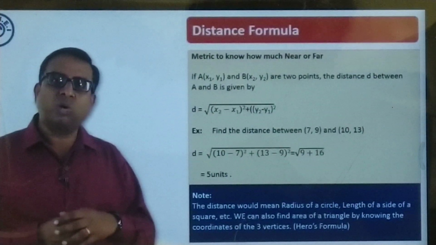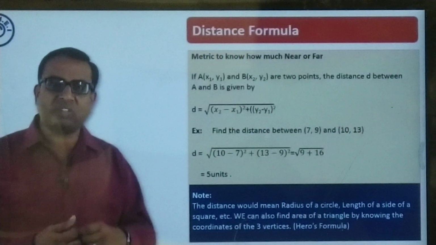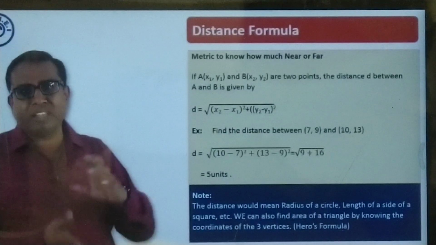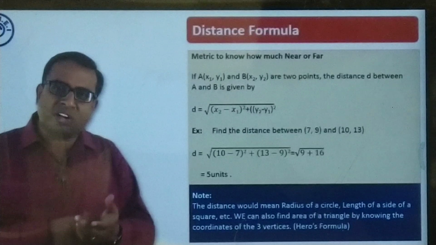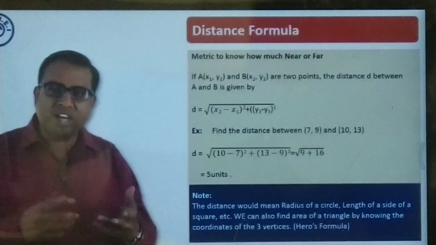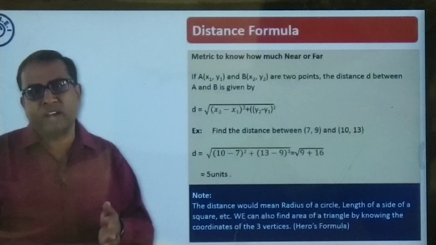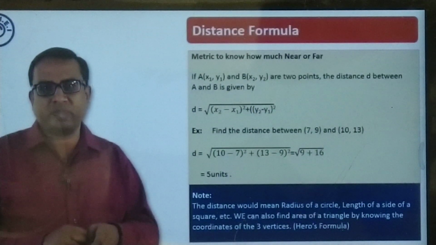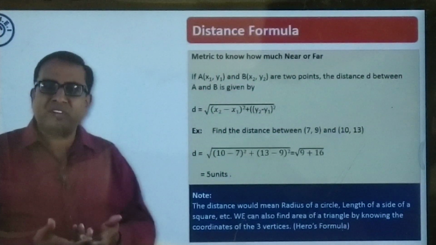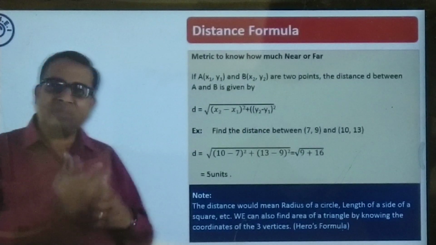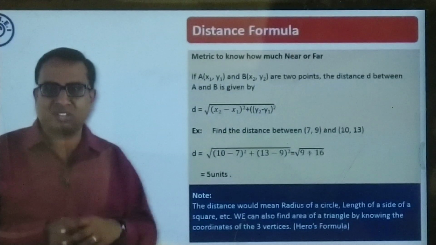And apart from this, we can also answer a very interesting question. If you know the coordinates of two adjacent corners of a square, the distance between them would give us the length of the side. Wow, once you know the length of the side, you have three questions that can be answered instantly. You can find the area of the square, the perimeter of the square, and the length of the diagonal of the square. Likewise, if you know all four corners of a rectangle, you can find the length and breadth. Once you know length and breadth, you can find the area and the perimeter. So it's all about distance.